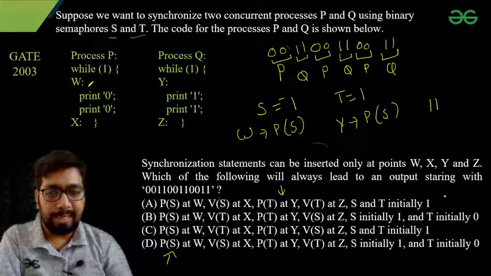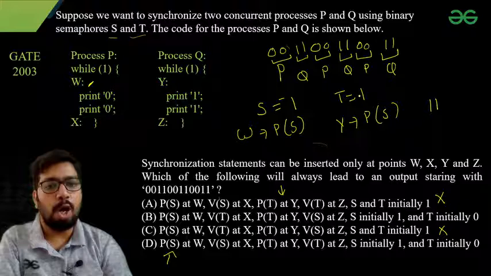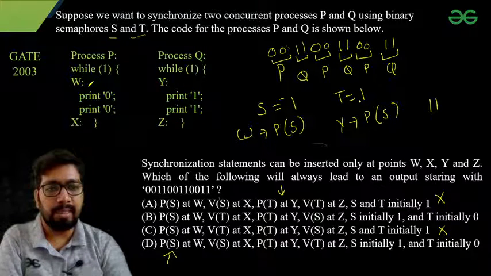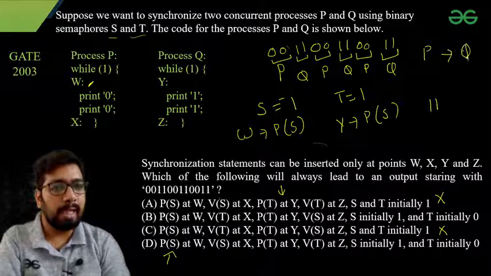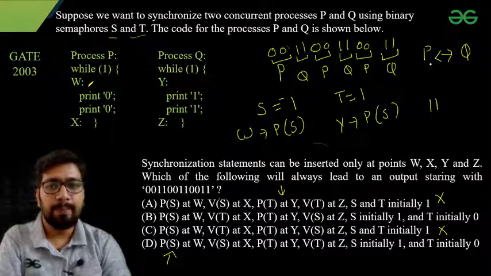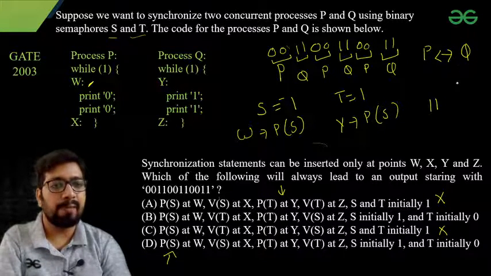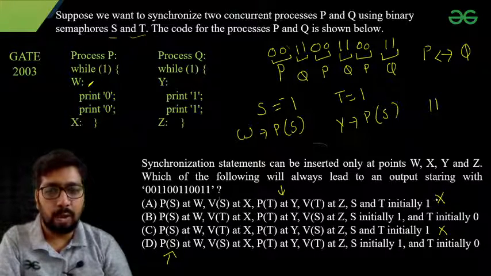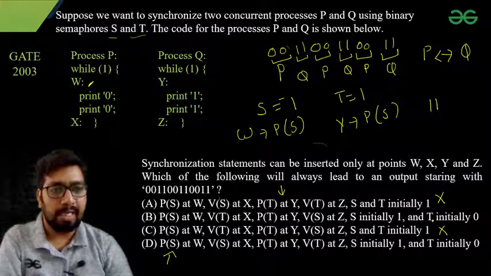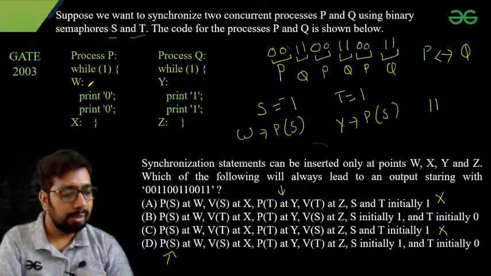So whenever in any option the initial value of T is 1, it is automatically eliminated. T cannot be 1 initially. If T is already 1, that means processes P and Q are both competing with each other to enter their critical section. Maybe process Q can enter its critical section and print 1 1 before P. So that should not be the case. So options A and C are eliminated, because the initial value of T should be 0.